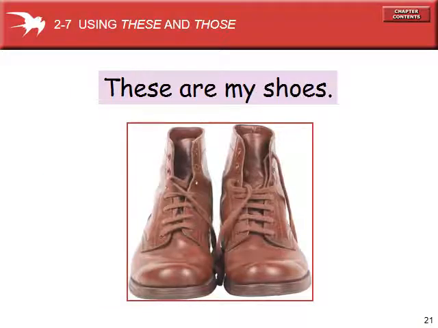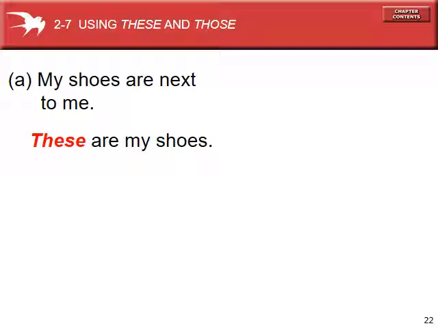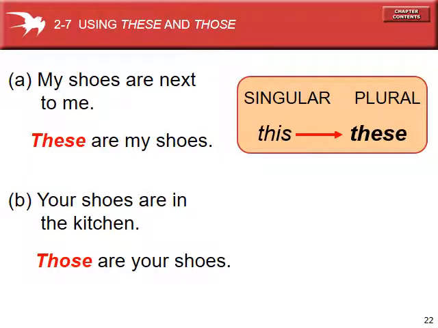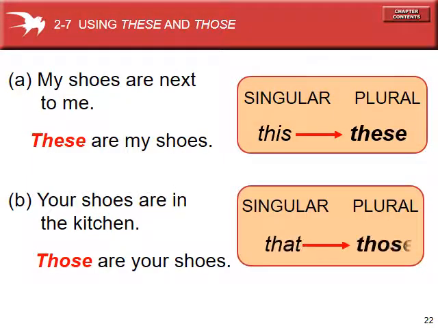So these and those, same thing as this and that. These just means this, but in the plural, meaning that it is close to me, something that is close to me. So my shoes are next to me. These are my shoes, meaning these shoes, plural, are close to me. In comparison, those is just the plural form of that. So in this case, your shoes are in the kitchen, meaning they're far away from me. So we say those are your shoes.